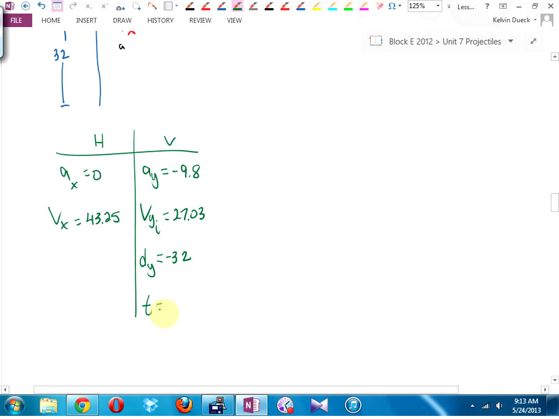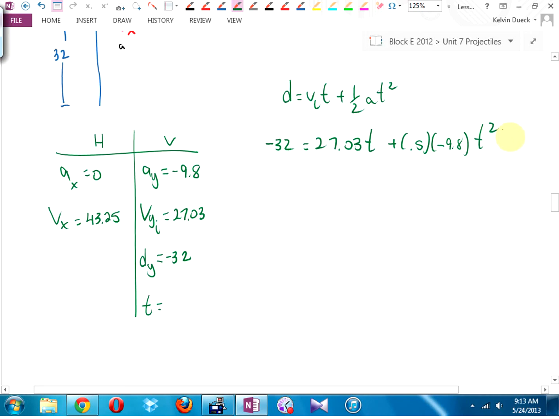Put your pencils down. From here, your strategy depends. How many of you know the quadratic formula, x equals negative b plus or minus the square root of b squared minus 4ac all over 2a? If you're comfortable with that, the fastest way, don't write this down, would be to do this: d equals vi t plus a half a t squared. Negative 32 equals 27.03 t plus 0.5 times negative 9.8 t squared.